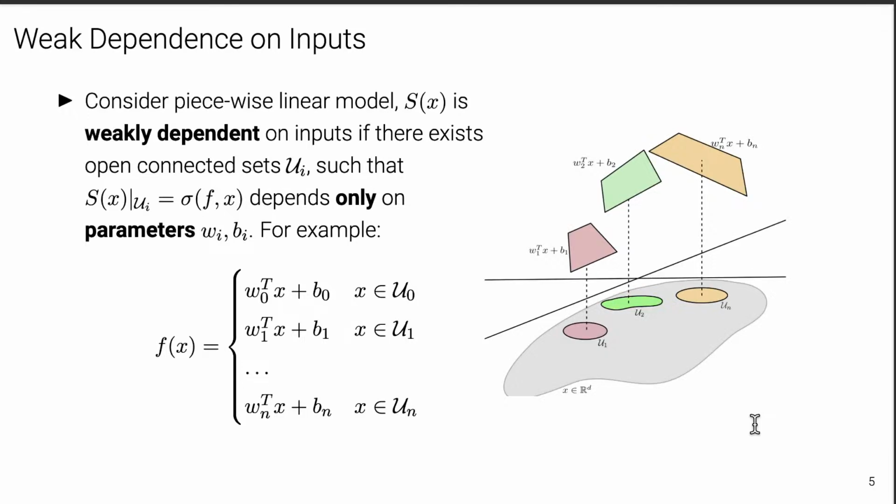So what does it mean when we say we want the network to display the property of weak input dependence? What we mean to say is that, supposing our neural network has a ReLU activation function, it can be modeled as a piecewise linear model.